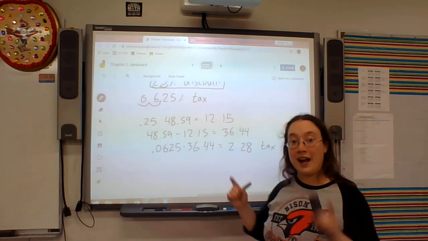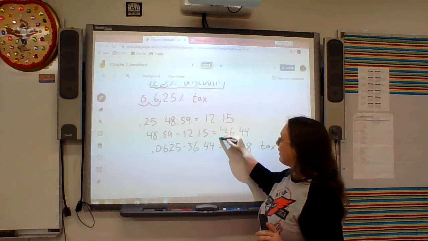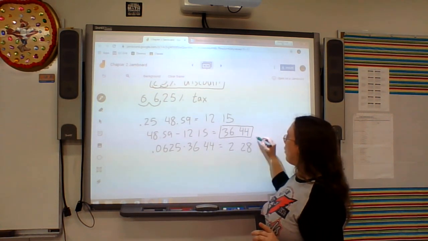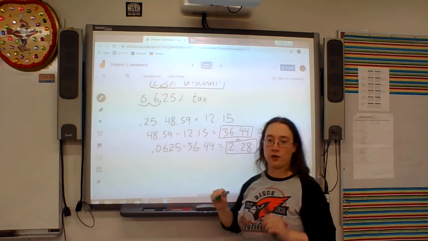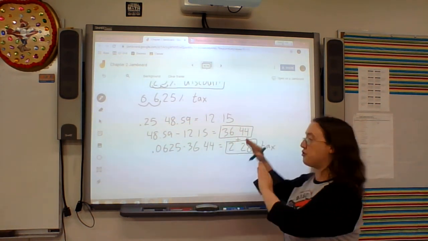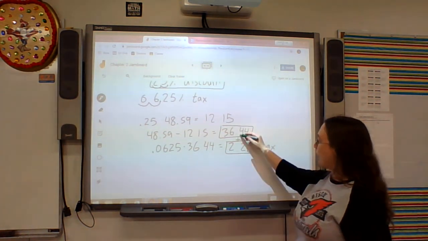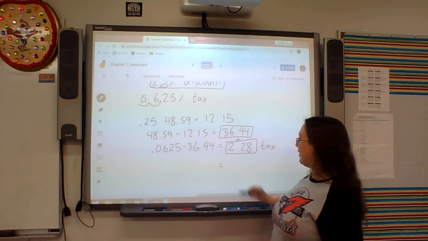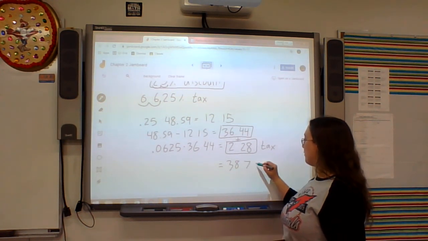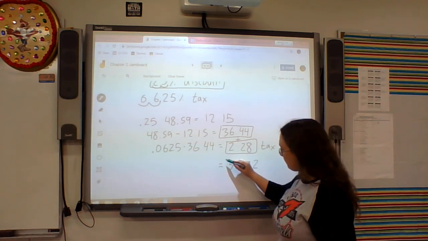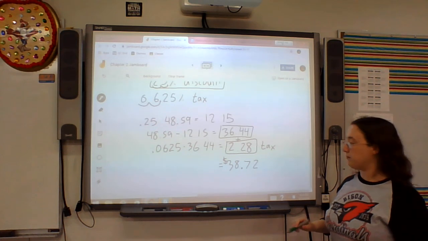So it's something we're adding, and importantly, the thing we're adding it to is that 36.44 that we got after our discount. So when you're adding your tax, you're adding it to your discounted amount, not what you started off with. So we're adding these two, which gives you 38.72. And there we go.